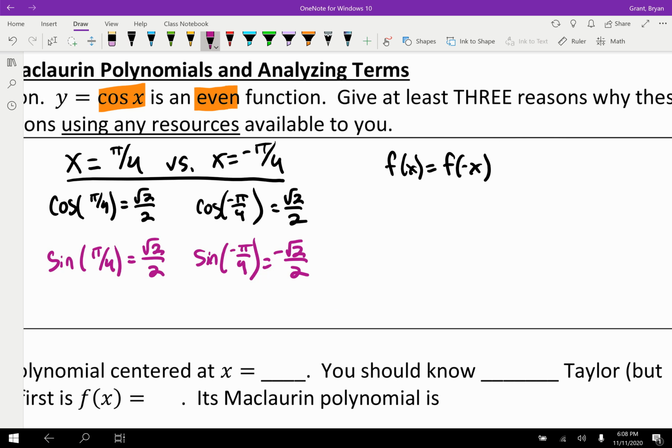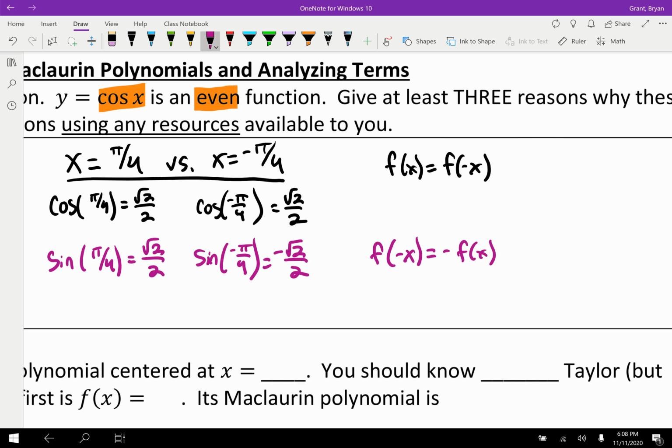Versus what we did over here, and this is always phrased kind of strangely for me, they say something like f of negative x is equal to the negative of f of x. And that's a little bit harder for me to understand. You can kind of play around with those negatives too if you want to make it a little different.